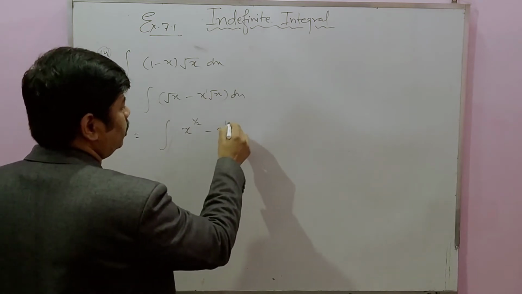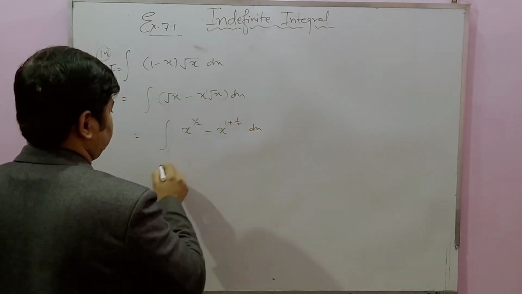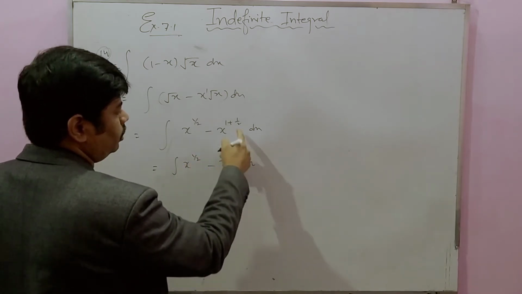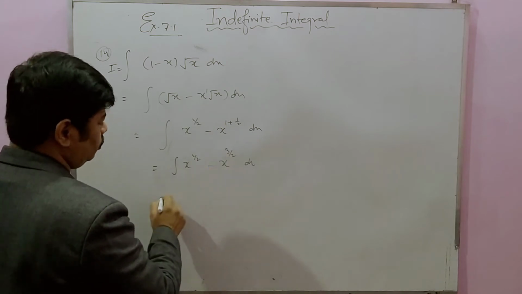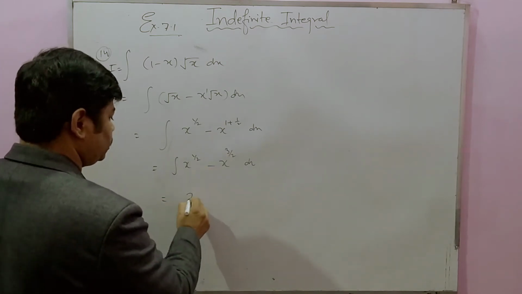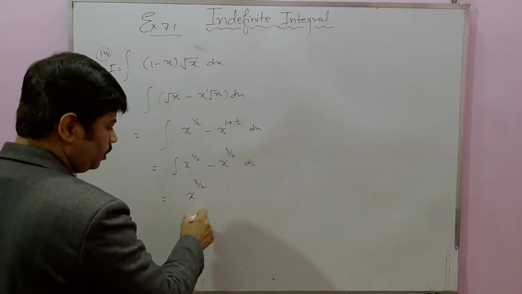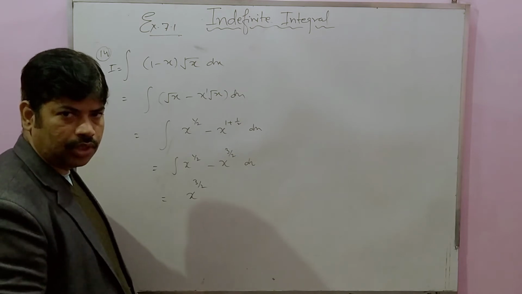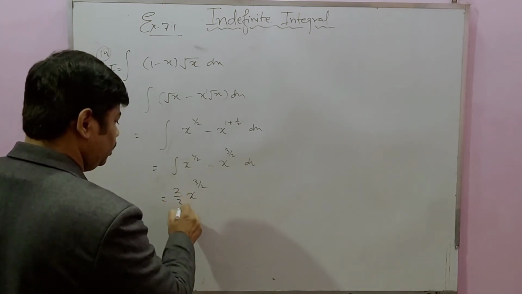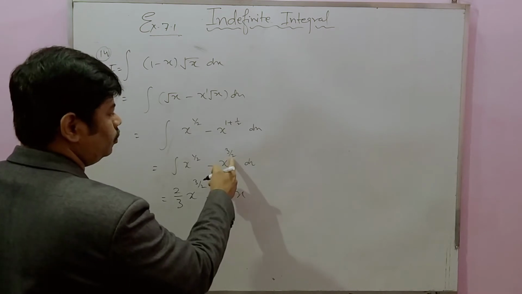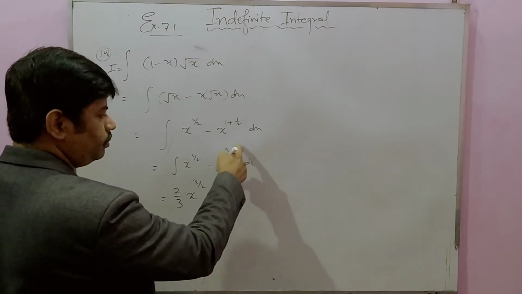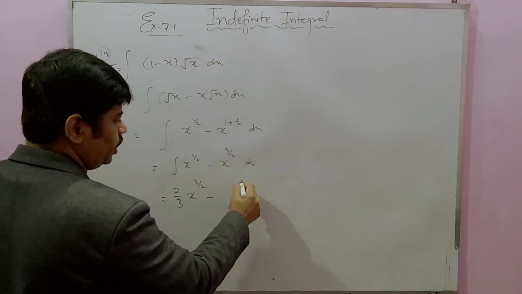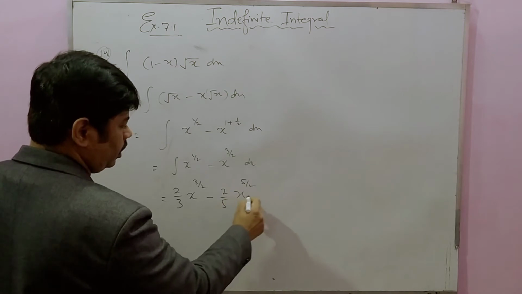So x to the power 1 plus half dx. It should be x to the power 1 by 2 minus x to the power 3 by 2. The integration of x to the power 1 by 2 minus x to the power 3 by 2 is x to the power 3 by 2 upon 3 by 2, where in the denominator 3 by 2 goes upside and converts to 2 by 3, minus x to the power 3 by 2 plus 1. It means we are adding both numbers: 3 plus 2 is 5 upon 2, so it should be 2 upon 5 plus c.